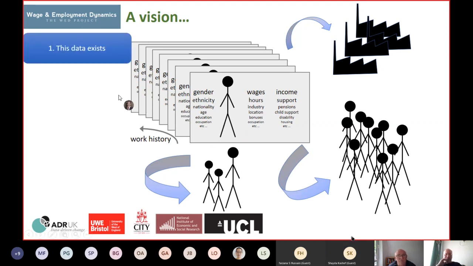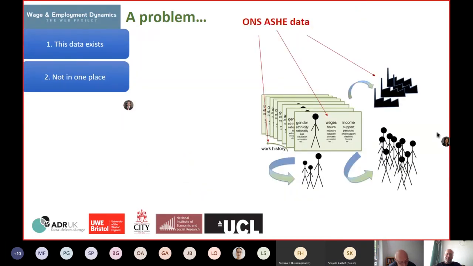The good thing is that this data does exist somewhere in the UK. All of this information is around and about. The problem is that it's not all in one place. So let's see, where is it?